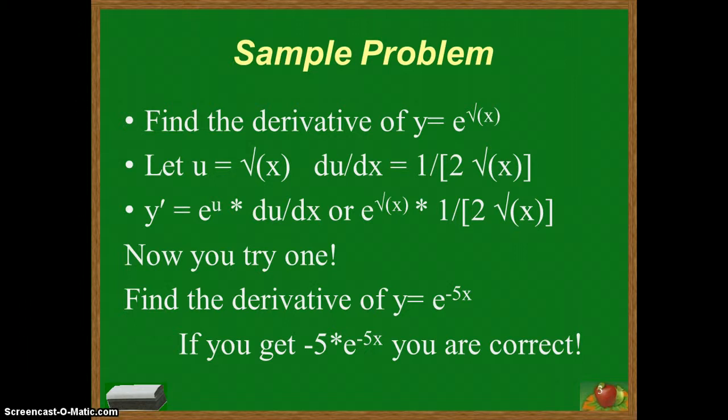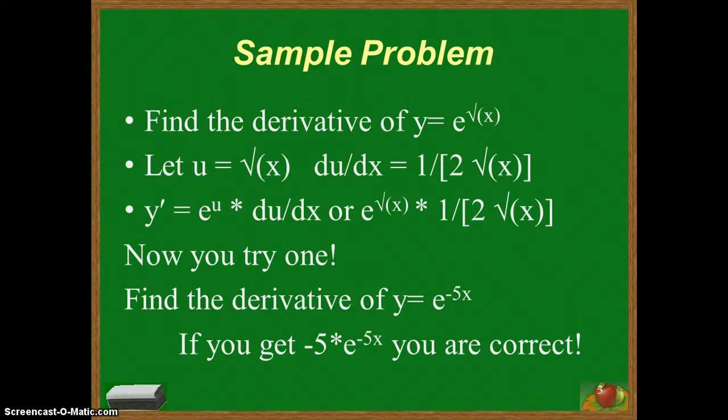Sample problem. Let's find the derivative of y equals e to the square root of x. So we let u equal the square root of x. Therefore, u prime, or du dx, would be 1 over 2 root x. So y prime would be e to the u times du dx, or e to the square root of x times 1 over 2 root x. Pretty simple.